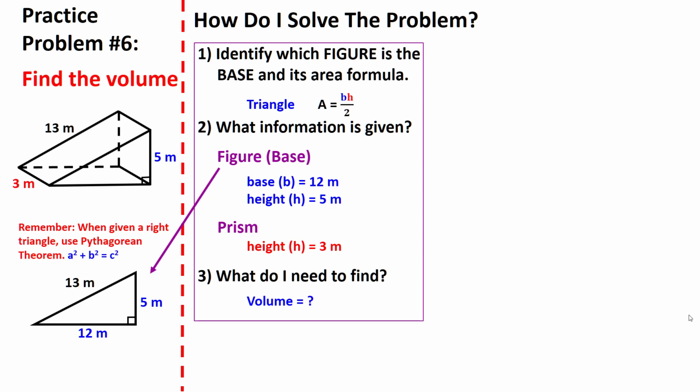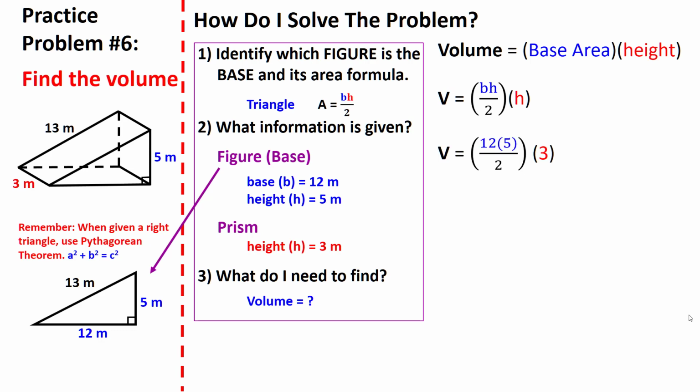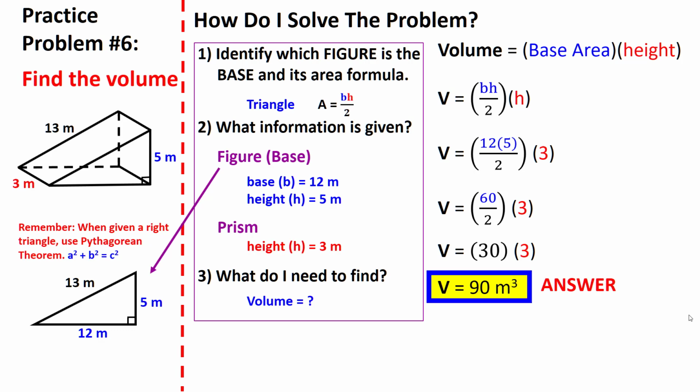Third, I write down what I need to find. I always start with the volume formula. Next, I use substitution. 5 times 12 equals 60. 60 divided by 2 equals 30. 30 times 3 equals 90. The final answer is 90 cubic meter.